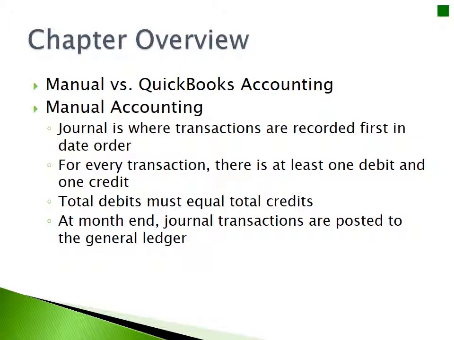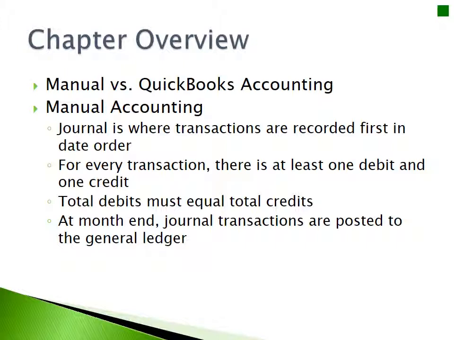In manual accounting, we learned that the journal is called the book of original entry because it is where transactions are initially recorded chronologically in date order. For each transaction, at least one account is debited and at least one account is credited.